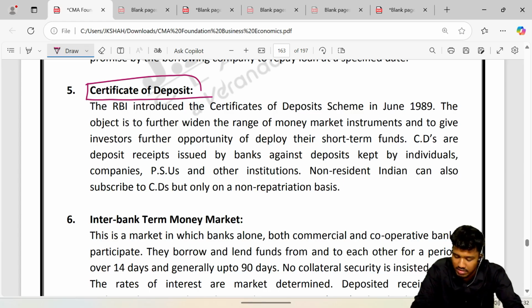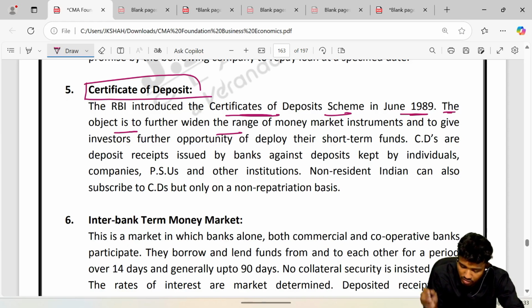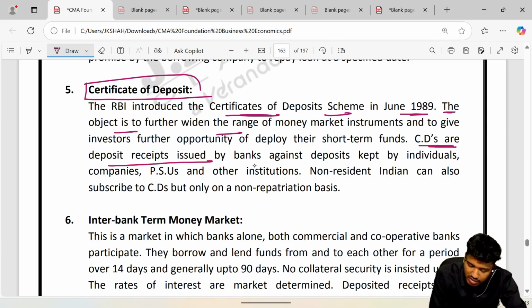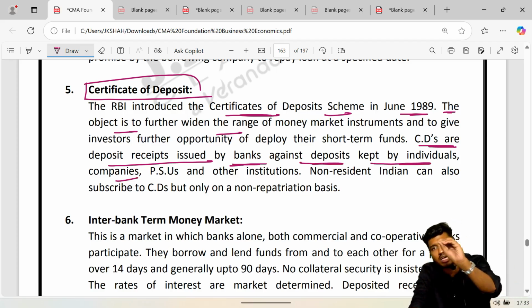See, RBI introduced the certificate of deposit scheme in the year 1989. The objective is to further widen the range of the money market. So who are the issuers? Certificates of deposit, CDs, are issued by banks against deposits kept by individuals and companies. So anyone can invest. Companies can also invest in certificates of deposit. Banks can also invest.